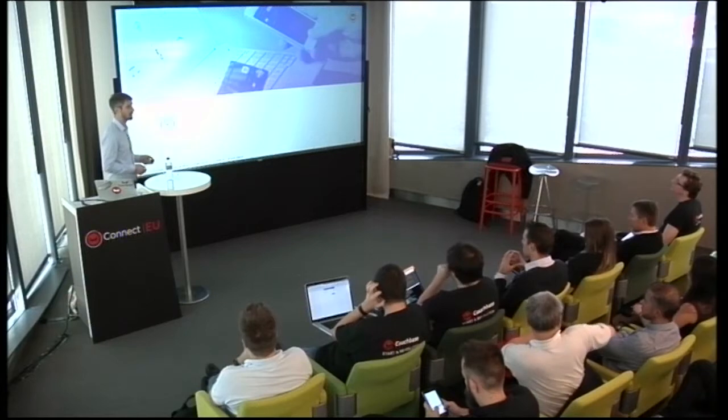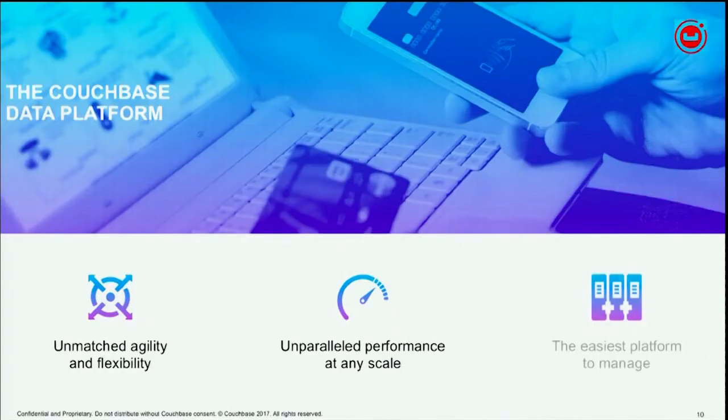So if we look at the Couchbase Data Platform, we go back to those three key pillars. We're talking about unmatched agility and flexibility. So that's both at a development level, from a data modeling and support for JSON, and also at an operational level, being able to scale and change topologies and deploy onto a variety of different platforms. Performance doesn't just mean raw speed. There are plenty of very fast technologies out there, but being able to provide that speed consistently, during the course of maintenance or failures or scaling. So that's what we talk about as performance at any scale.